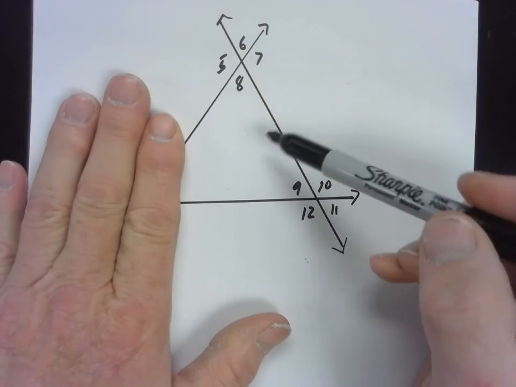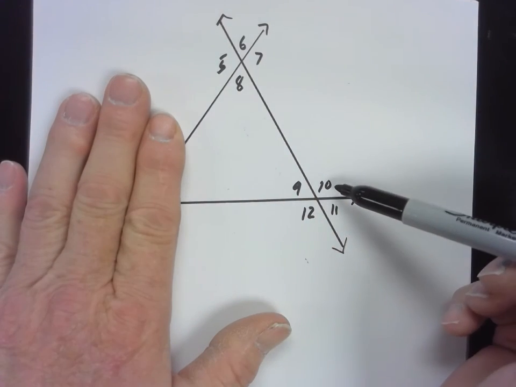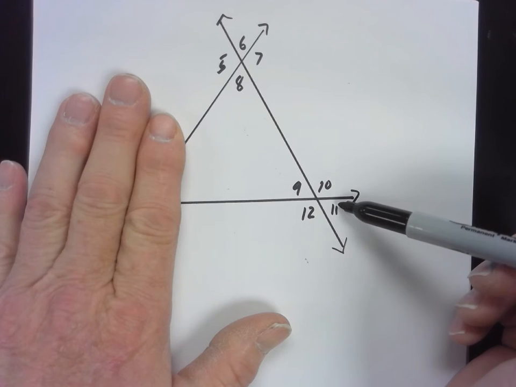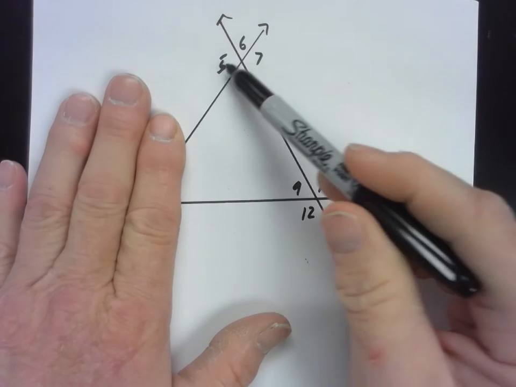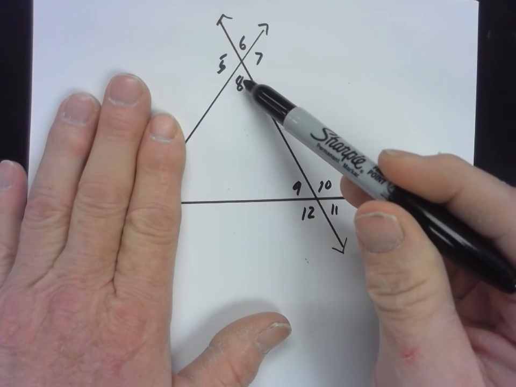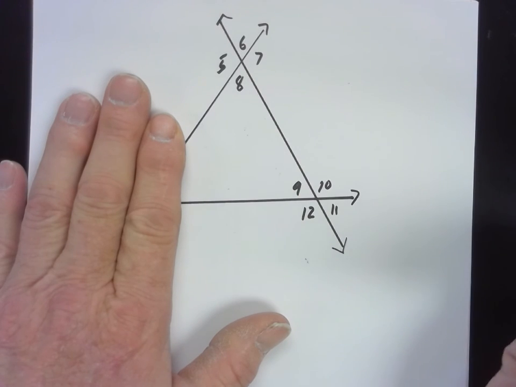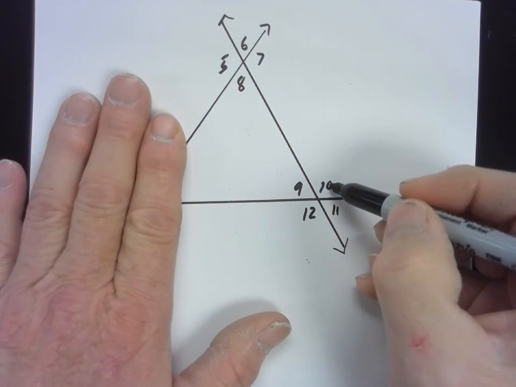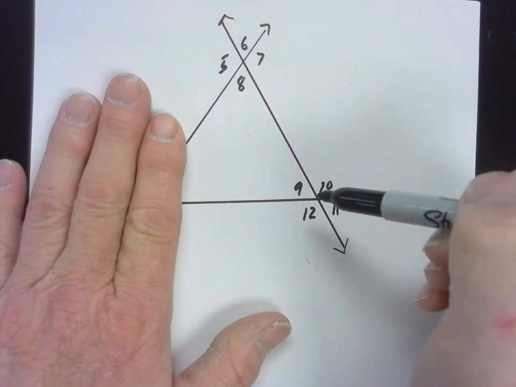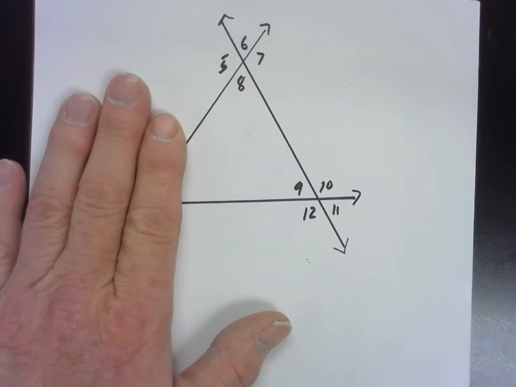Okay, are they both interior? Are they both exterior? Do they correspond? They don't correspond. They're not both interior. They're not both exterior. They can't be consecutive interior. What is the deal with 5 and 10? Well, there might be some relationship, but is it one of the 4 relationships we talked about? No. They don't correspond. Okay? They're not both interior and they're not both exterior, so nothing there. How about 5 and 11?